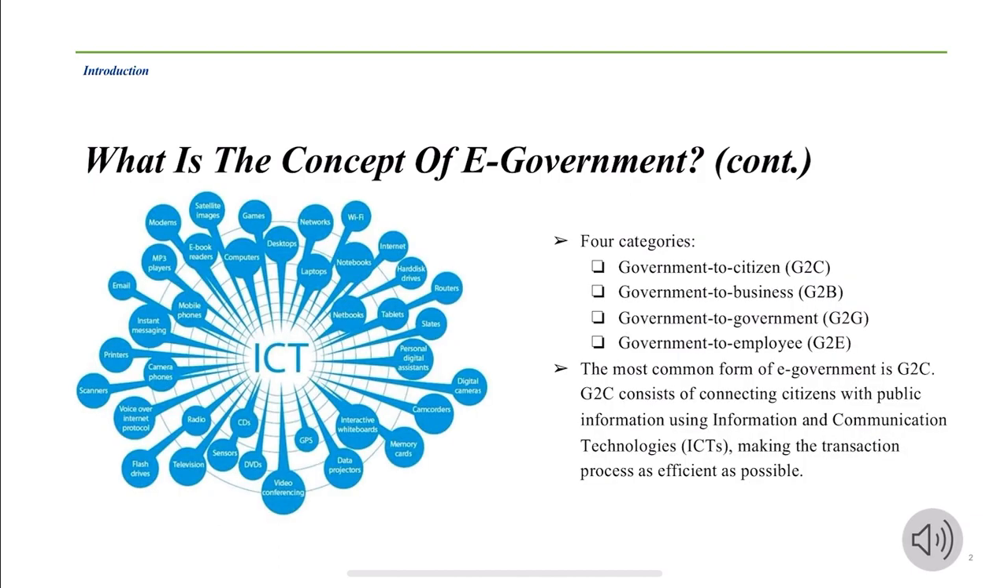Since the introduction and gradual development of e-government, it can be classified into four main types: government to citizen, otherwise known as G2C, government to business, G2B, government to government, G2G, or government to employee, G2E. The most common form of e-government is G2C. G2C consists of connecting citizens with public information using ICTs, making the transaction process as efficient as possible.